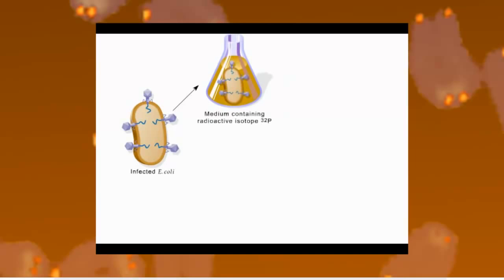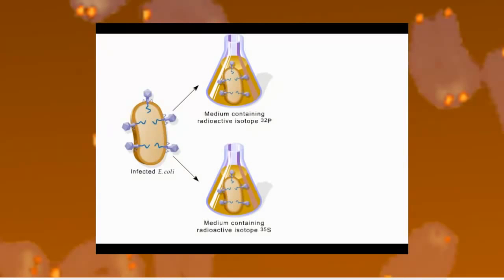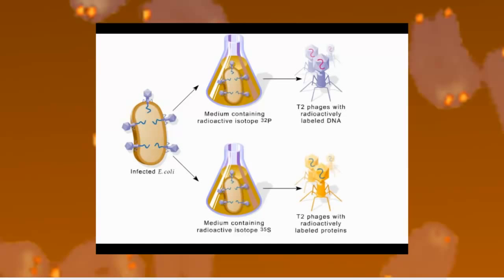To make the components radioactive, Hershey and Chase infected E. coli with T2 and grew the bacterial cells in two different culture media, one containing the radioactive isotope phosphorus-32 and the other containing the radioactive isotope sulfur-35. All the phages released from the bacteria grown in the phosphorus-32 medium had radioactively labeled DNA, while all the phages released from the bacteria grown in the sulfur-35 medium had radioactively labeled proteins.